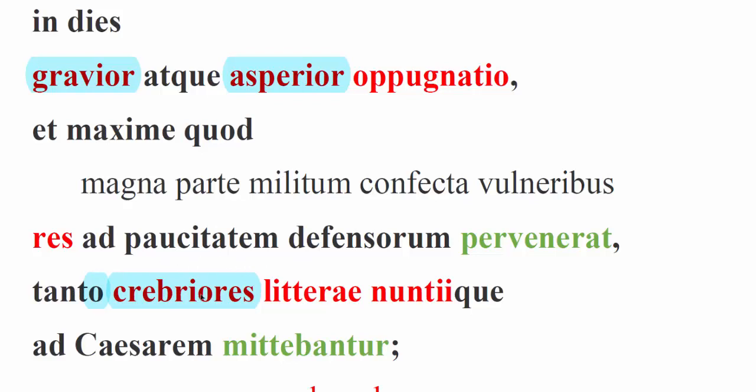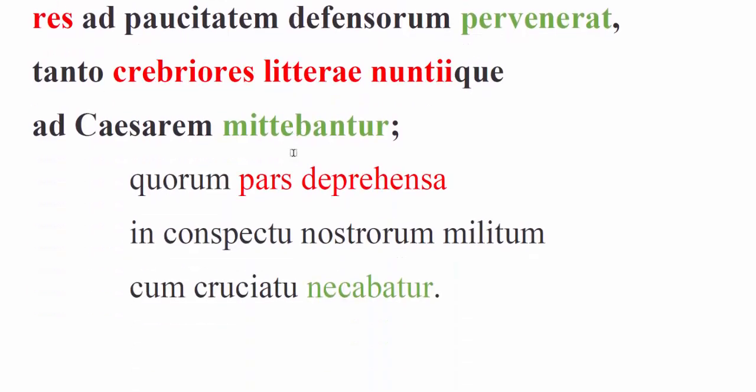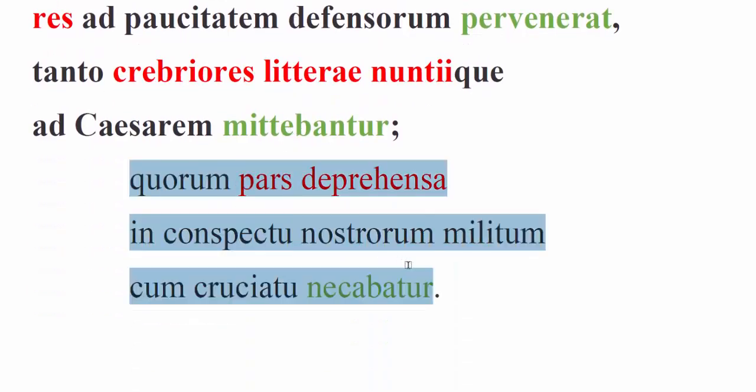Literally, creber means something like thick, but it doesn't mean thick as in width or density. It means thick as in thick with frequency. So the idea here is that as things get progressively worse, the letters that get sent are progressively more frequent. Letters are sent more frequently to Caesar. However, things don't go very well, as we can see right here.